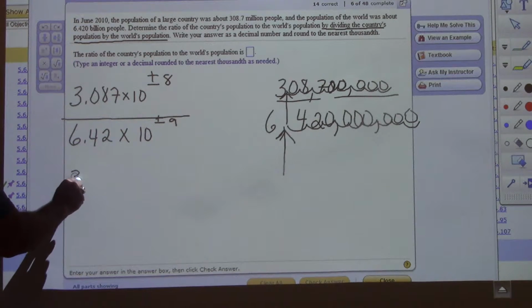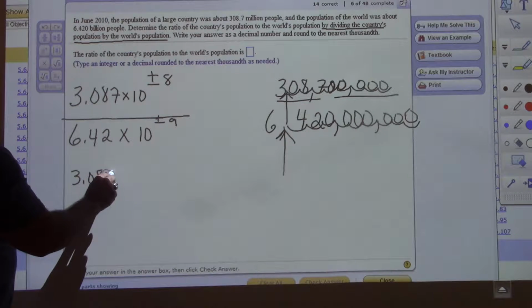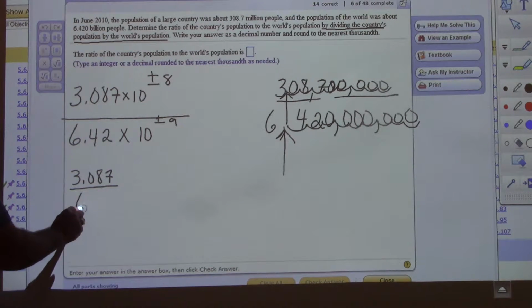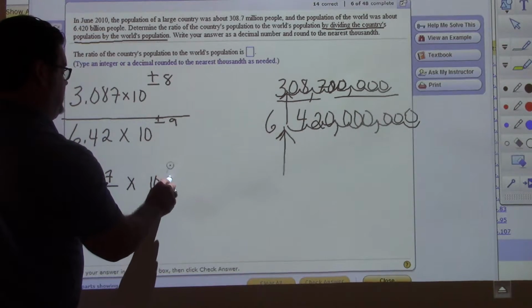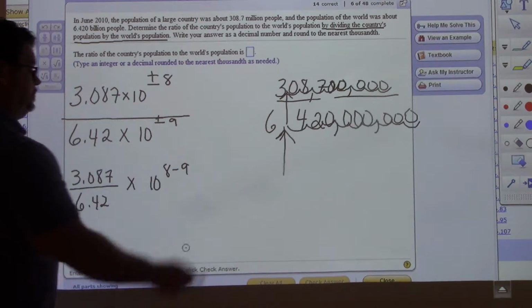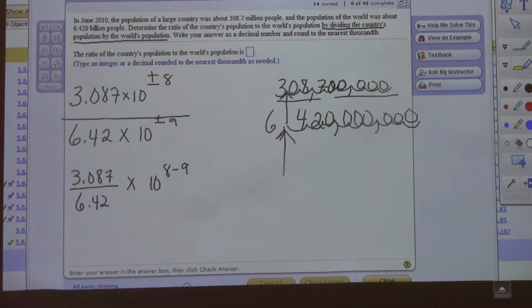So 3.087 divided by 6.42 times 10 to the 8 minus what? 9. Now I want you to finish it out. Somebody take a calculator and divide 3.087 by 6.42 and give me 3 digits. 0.480? Does everybody get that?